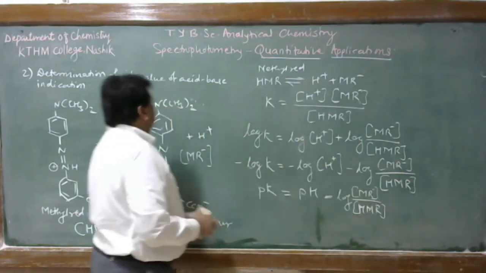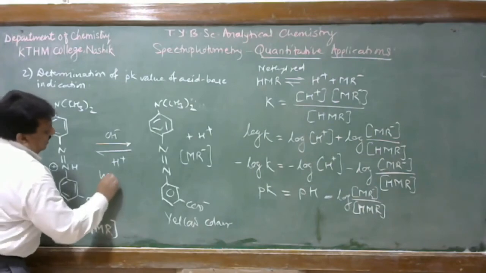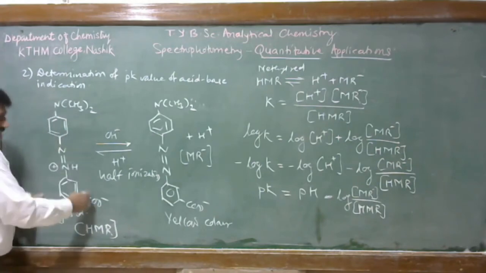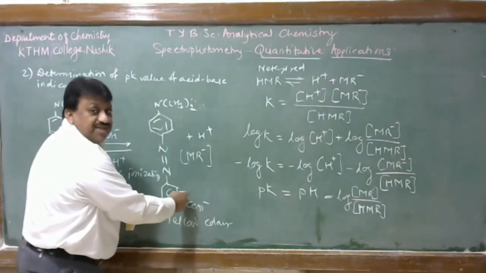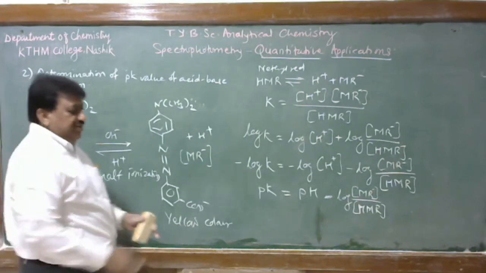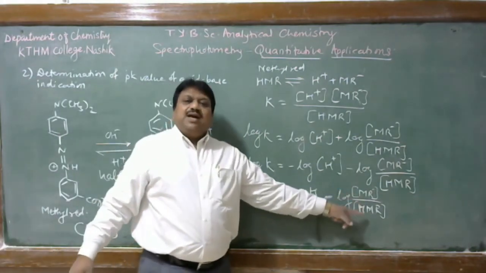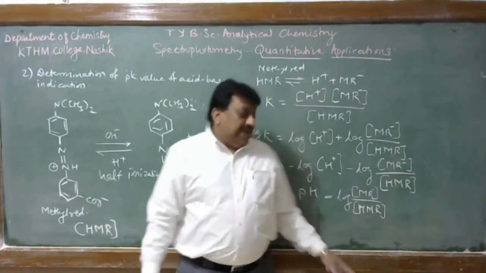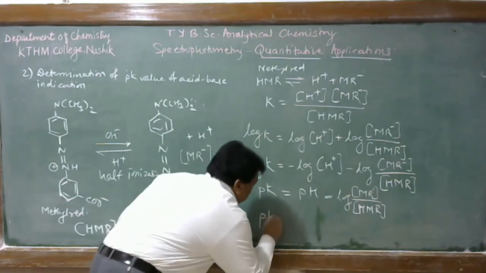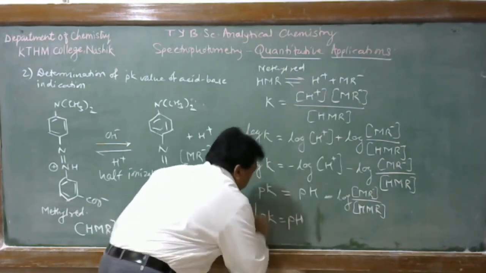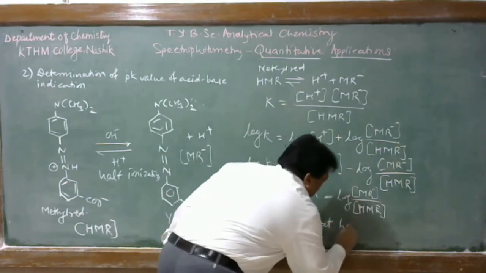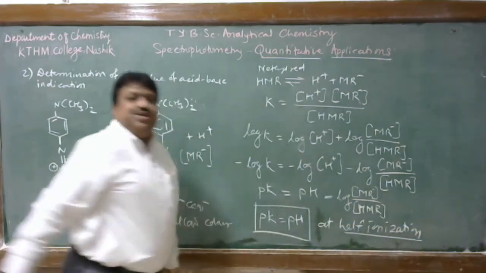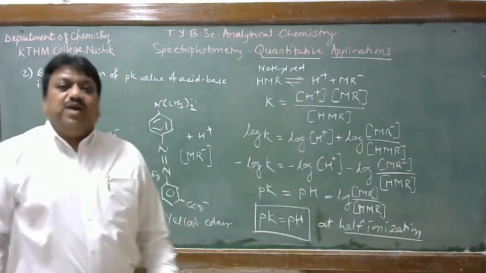In this case, when this methyl red undergoes half ionization, it means the concentration of this form is equal to the concentration of this form at half of the ionization. That means the ionized form and unionized form have equal concentration when methyl red undergoes half ionization. At that time, pH is equal to pKa. Therefore, we have to find the pH at which this methyl red undergoes half ionization.